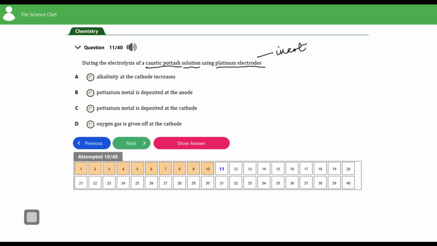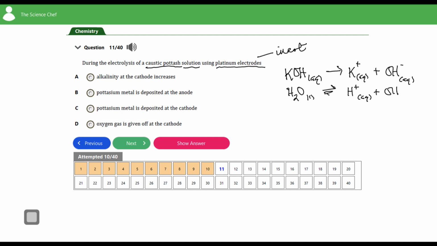Now, this caustic potash solution contains two electrolytes. Potassium hydroxide, which is a strong electrolyte containing potassium ions and hydroxide ions. And water. Of course, we know that water is a weak electrolyte, so it undergoes partial ionization to give us H+, hydrogen ions and hydroxide ions. So the three ions present in this electrolytic solution are potassium ions, hydrogen ions, and hydroxide ions.